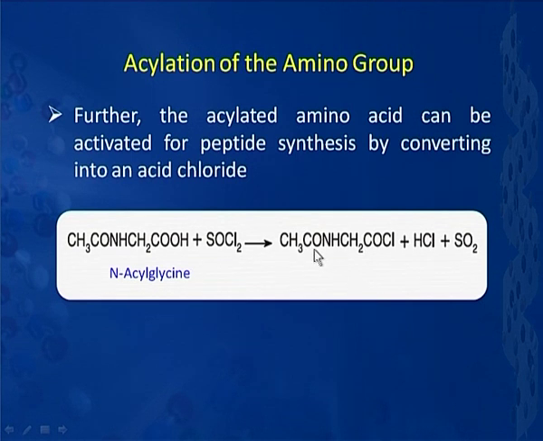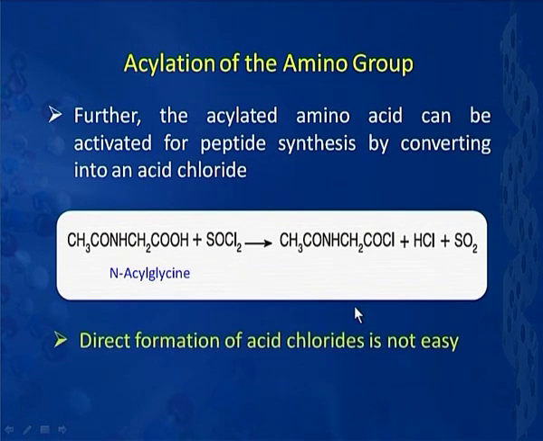So, what I get is this is my N protection here, and then this gets activated in the form of an acid chloride. And actually, if I want to just do direct activation, it is not possible, because this nitrogen, this amino group, interferes in that. So, first we block the nitrogen part of it, then we activate the carboxylic acid part of it. So, that is the importance of this particular reaction, which is very useful in our peptide synthesis.